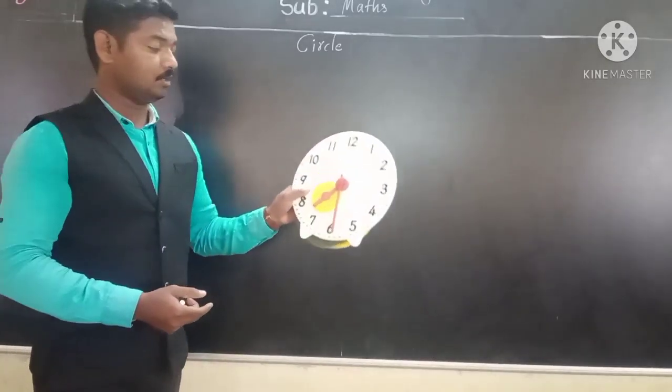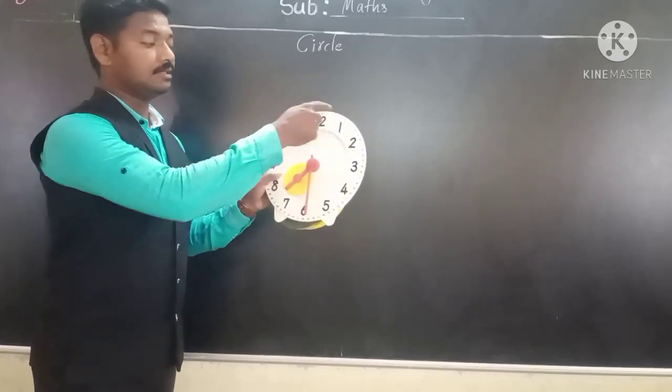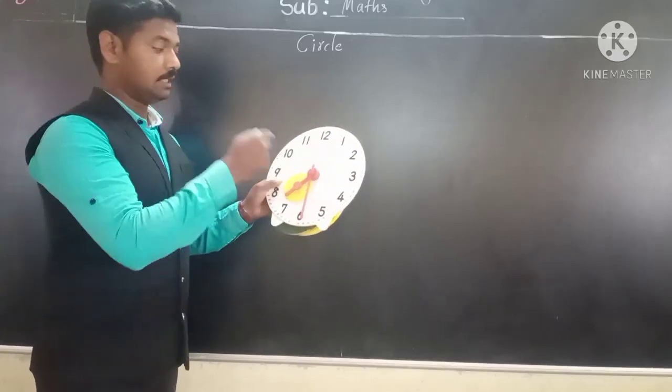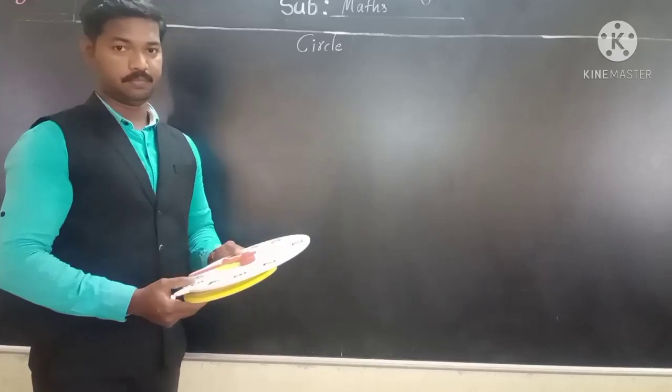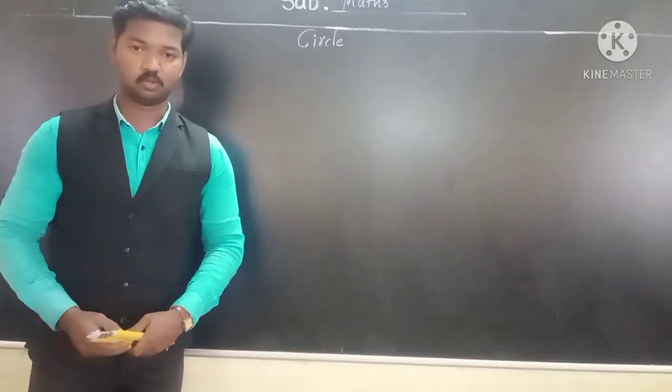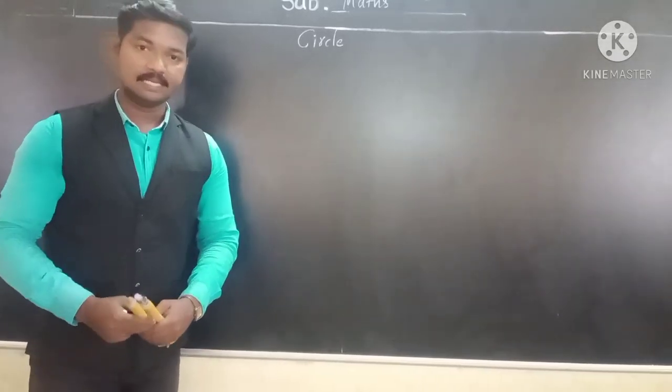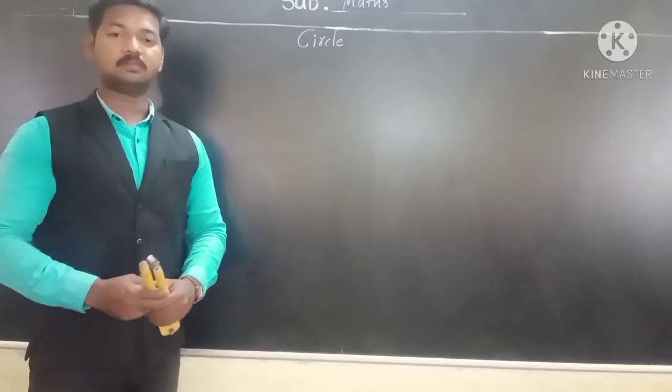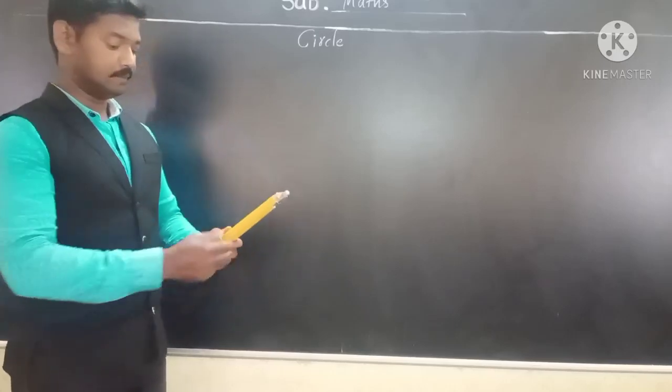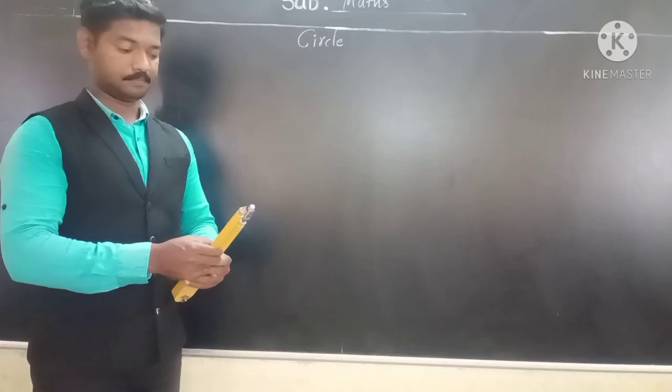You will see the dial of the clock. It is also in a round shape. Okay, so it is also circle. So now today's period we are going to learn about how to draw the circle and also elements of the circle. Now see, it is compass.